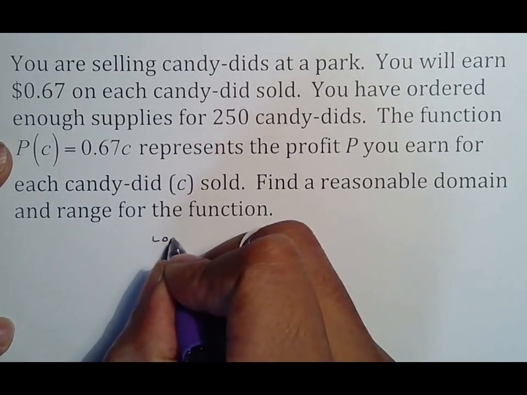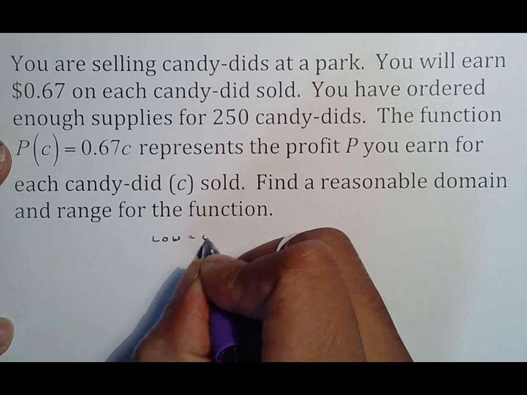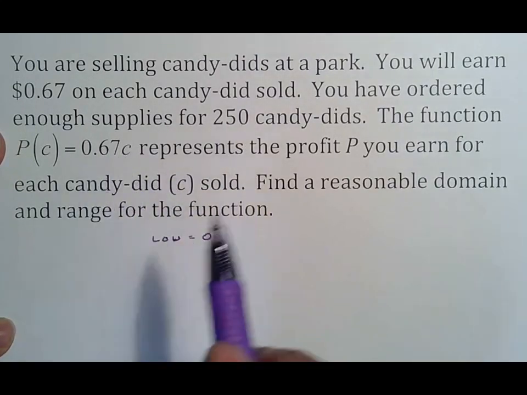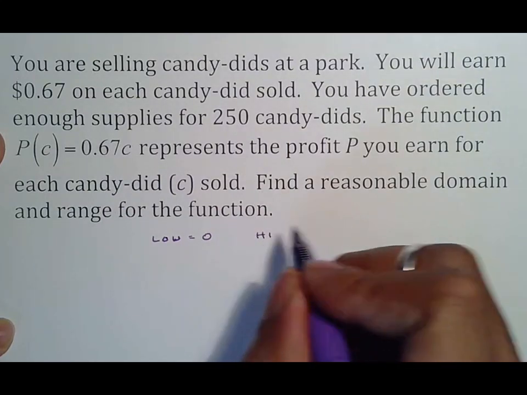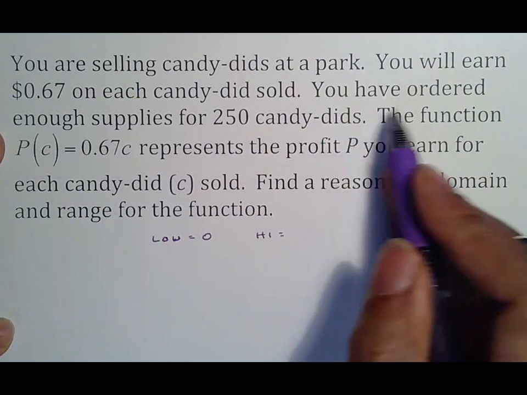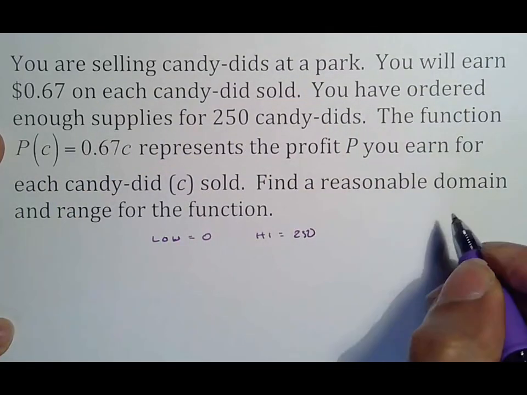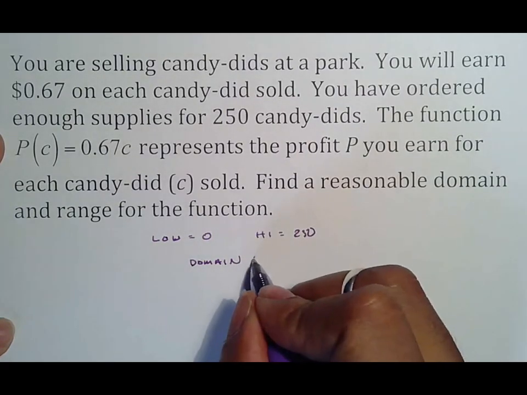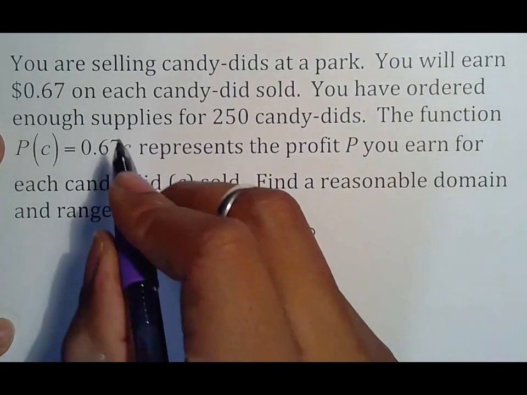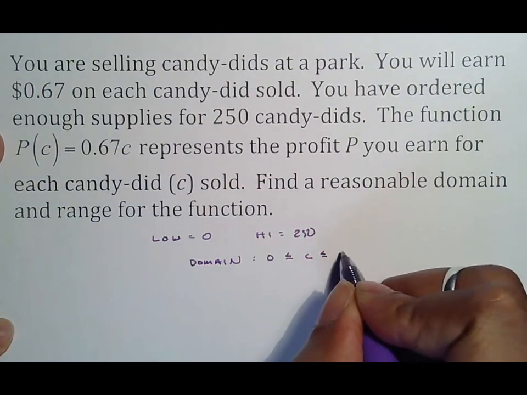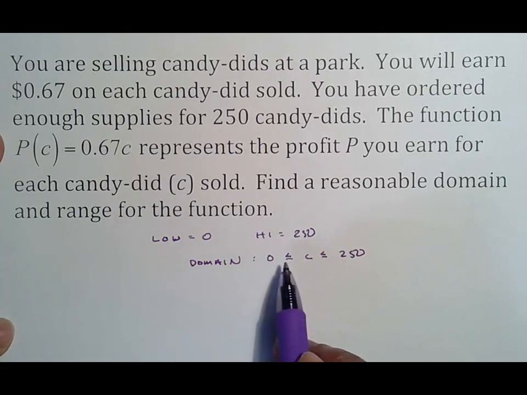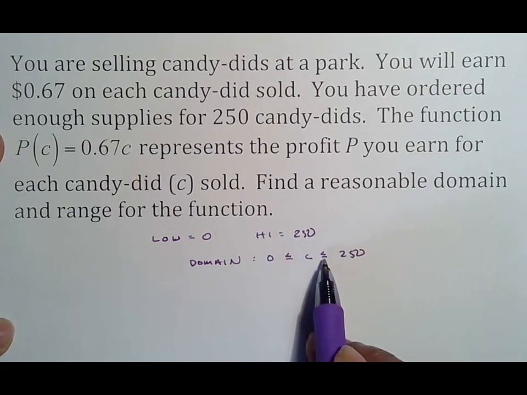So what you're looking at is the low amount that you can sell is 0. Again, it does not make sense that you could sell negative candidates for this. The high range is already in your information because it says I ordered enough for 250 of them, which means my reasonable domain, again, the format is important, is 0 is less than or equal to C, which is less than or equal to 250, because the value of items that I sell has to be between 0 and 250 included, because you can sell 0, you can sell 250.